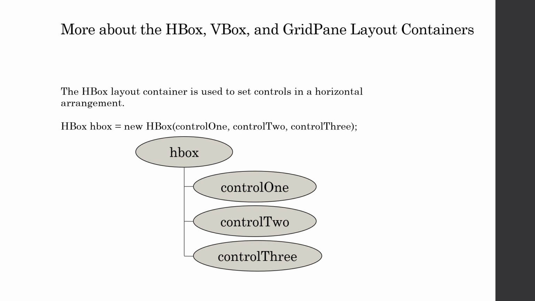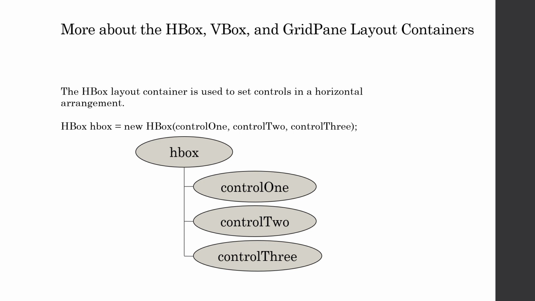We're using this HBox container to set controls in a horizontal arrangement. So essentially it's going to be a single row of content going from left to right. For this example that I've included right here, we are constructing a new HBox object, and inside of that HBox object's constructor, we're putting in the three controls that we want to have contained inside of it. In this case, I've named them Control 1, Control 2, and Control 3, just very generic names. We can also see the scene graph for this. We've got our HBox as the root node, and then Control 1, Control 2, and Control 3 as three leaf nodes that are contained inside of that HBox.